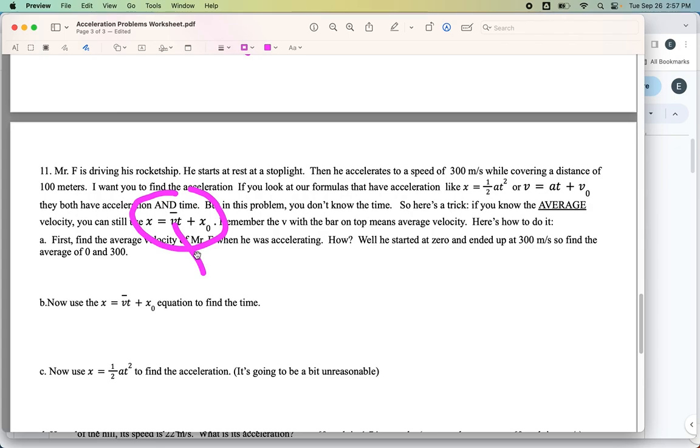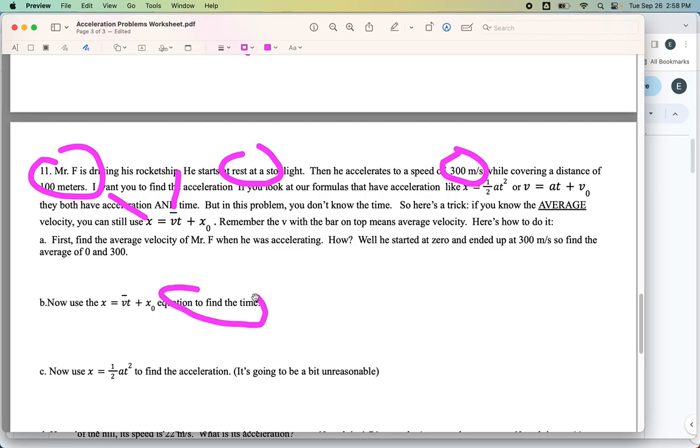Sometimes the average velocity is actually pretty easy to figure out. For example, in this problem right here, you start at rest, that's 0 velocity. You end up at 300 meters per second, and you can find the average between those really easy. The average between 300 and 0, you can figure that out. Once you find the average velocity, if you know how far you've gone, which I do in this problem, I know it's 100 meters, I can use that for x, 100 meters. Now I know my average between these two things is going to go in for my average velocity, and then I can find the time. So that's what's happening down here. It's saying use those to find the time.